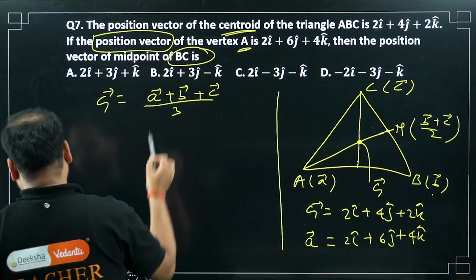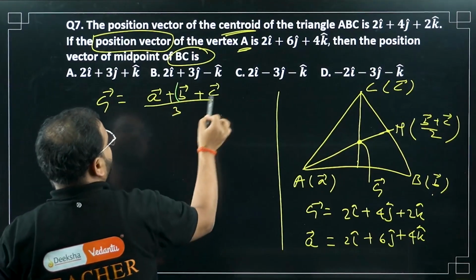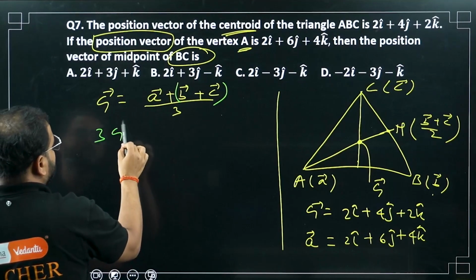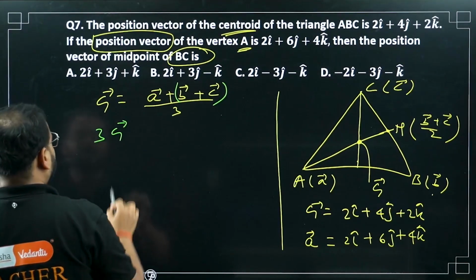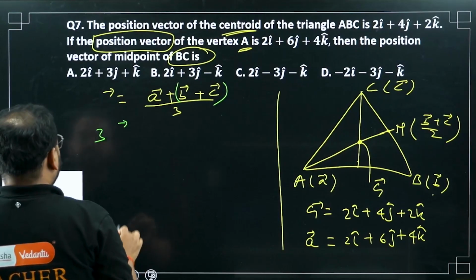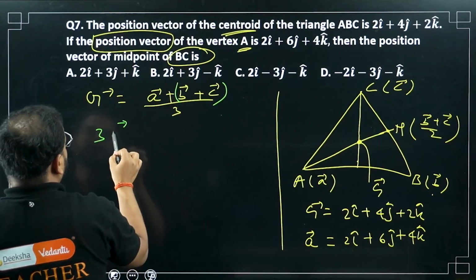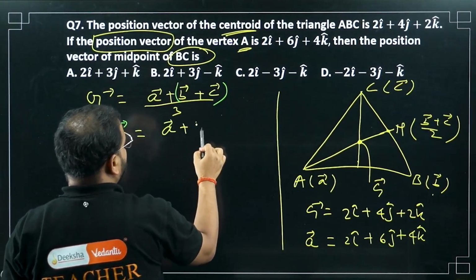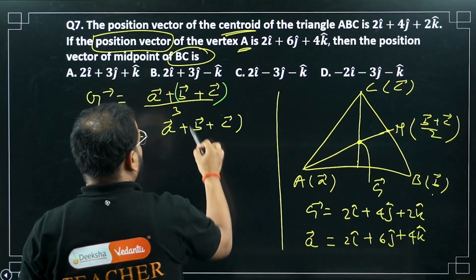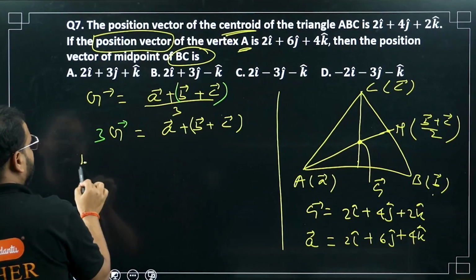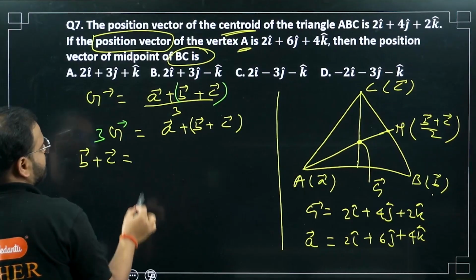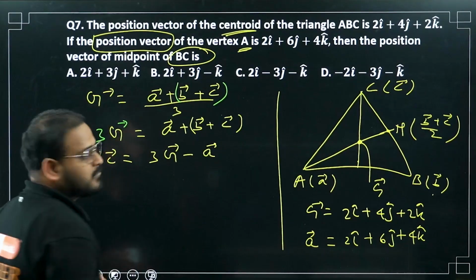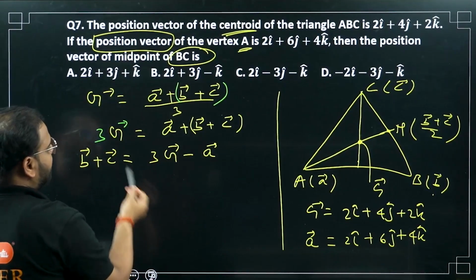But let's check. I do have something like this over here, so maybe I can get this value from here. Please check. Cross multiply: 3 times vector G, this is vector G, bacha, not A, equals vector A plus vector B plus vector C. I'll bring vector A to this side. So vector B plus vector C equals 3 times vector G minus vector A. I'm bringing this A on this side and writing it like that.